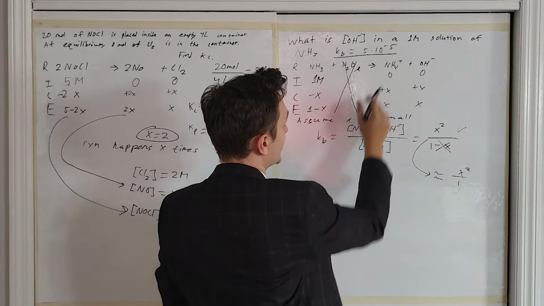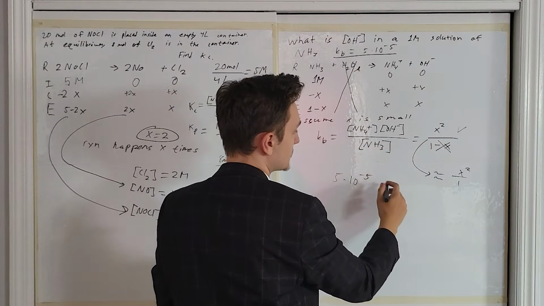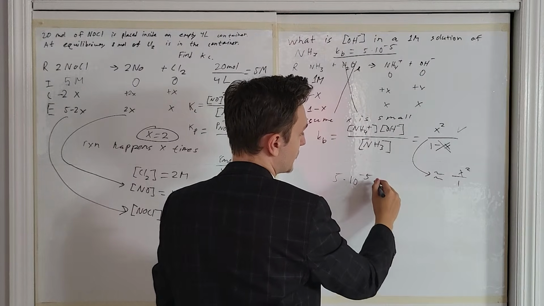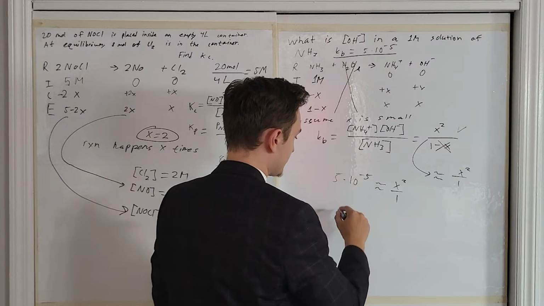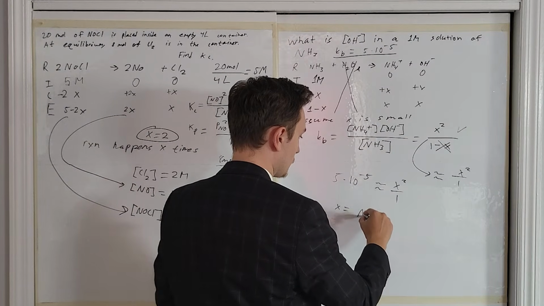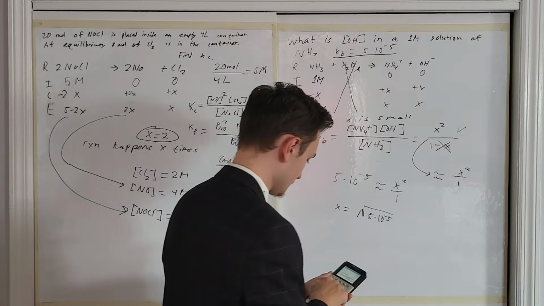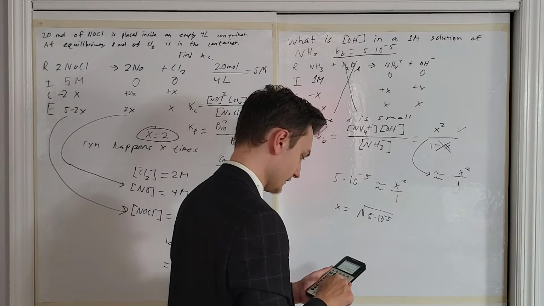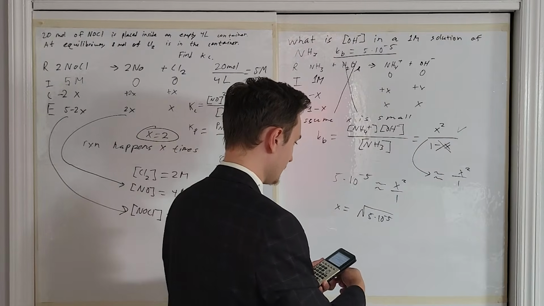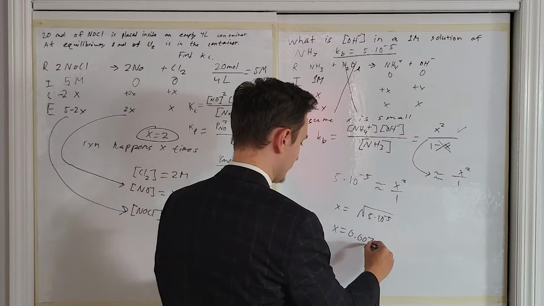So Kb, I had it up here, it was 5 times 10 to the negative 5, is approximately equal to x squared over 1. So I get that x equals the square root of 5 times 10 to the negative 5. I'm going to plug this into my calculator. 5 times 10 raised to the negative 5. And that gets me that x equals 0.007.